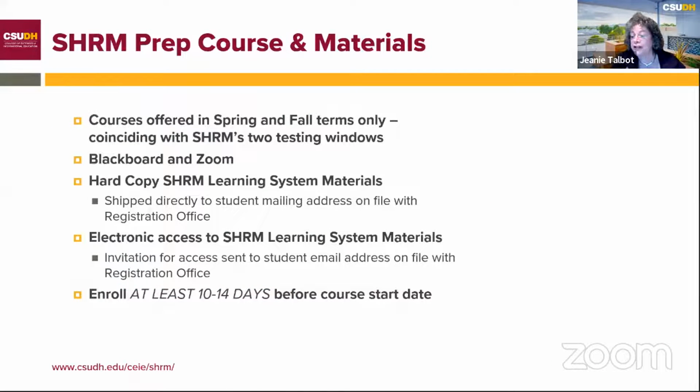Courses are offered during the fall and spring semesters, coinciding with SHRM's 2 testing windows, May 1st through July 15th, and December 1st through the following February 15th. For students registered in our course, SHRM will provide electronic access to SHRM's learning management system, and SHRM will also send hard copy materials directly to our registered students. Because of this, applicants are encouraged to enroll at least 10 to 14 days prior to the course start date. Please refer to your information toolkit for specific dates and times.